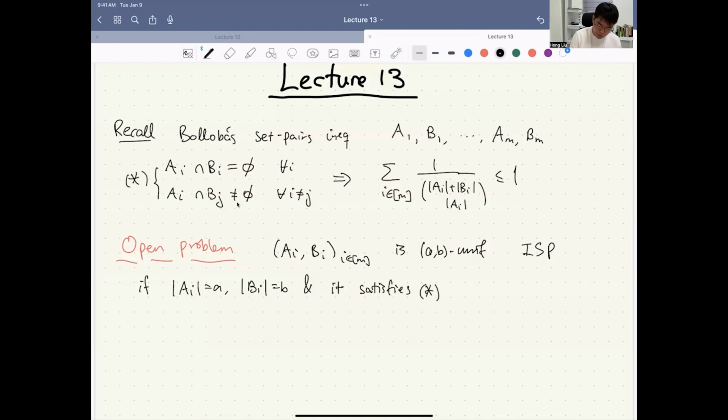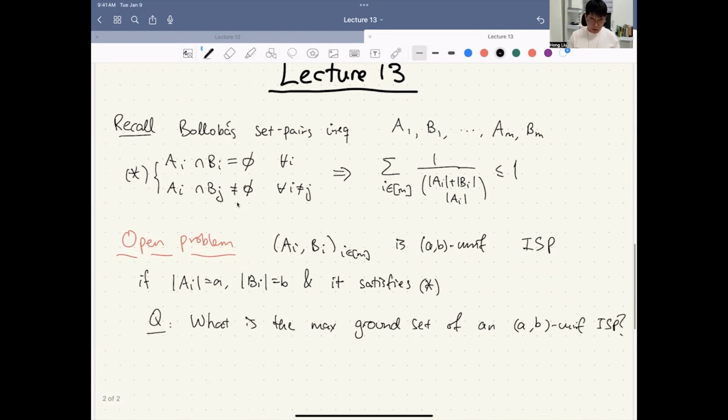this set pair inequality in Bollobás's theorem. Very good. And we know for such an ISP, the number of pairs is at most A plus B choose A. So now this open problem is about, what about the size of the ground sets? How many elements can appear in such an AB uniform ISP? The question is, what is the maximum ground set of an AB uniform ISP?